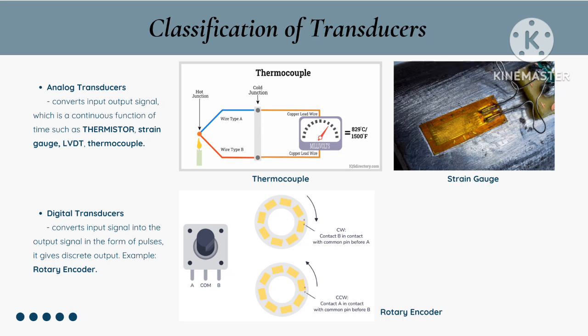Then we have in contrast, digital transducers kani converts input signal into the output signal in the form of pulses. So it gives discrete output. So ang kaning digital transducers can provide siya output in discrete steps. Much like flipping a light switch on or off. So ang ilang output kay it is in the form of pulses or digital codes which can be easily processed by computers or microcontrollers. So, ang nindot nga example niya kay kanay rotary encoder.